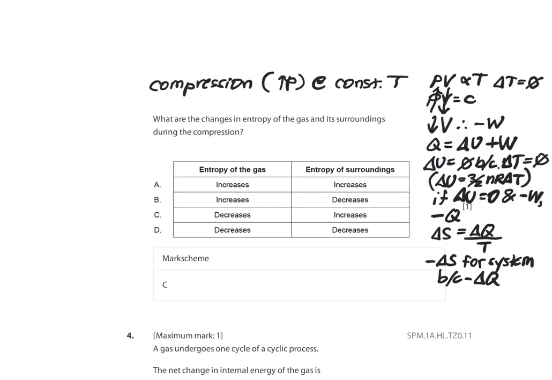Now, what about the entropy of the system? Well, we know that delta S, the change in entropy, is the change in heat over the temperature. And so if we have a negative delta Q, heat coming out of the system, then that's going to be a decrease in the entropy. So we don't have an increase in the entropy, we have a decrease.